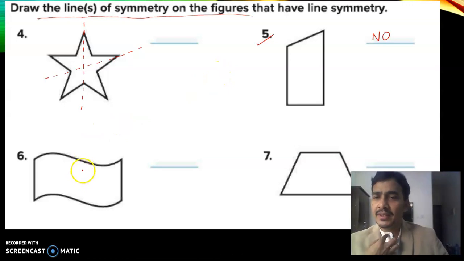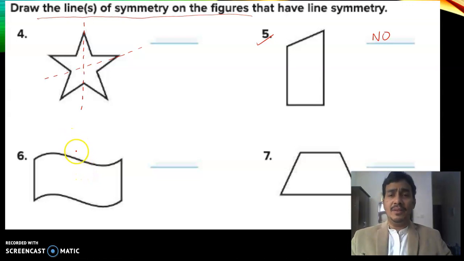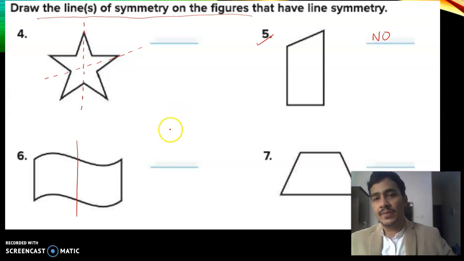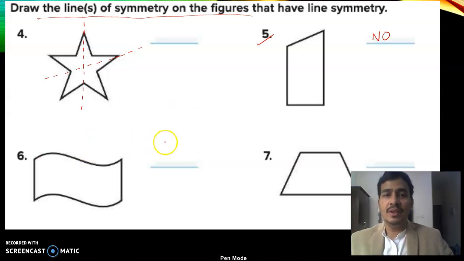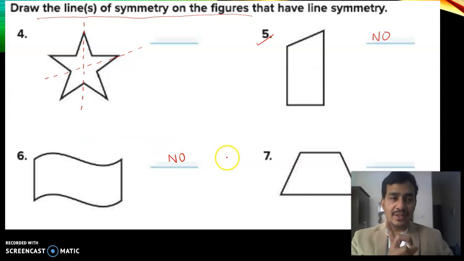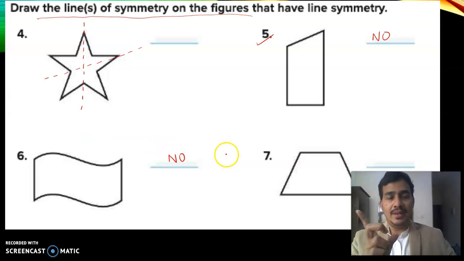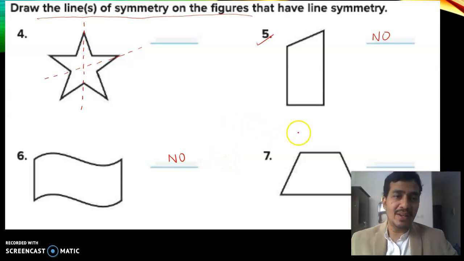Question 6. Can I draw a line so that both sides will look the same? No, I don't think so. If I cut it like this, if I fold it like this, will the figure overlap each other? No, it will not overlap each other. So there is no line of symmetry. But now see this figure out here, this side. Yes, this one. Is this symmetrical?